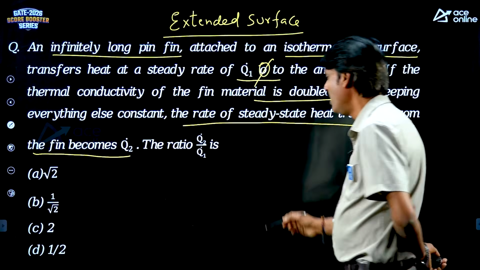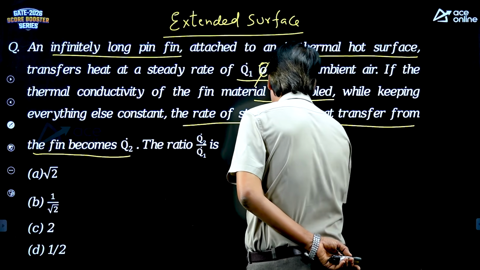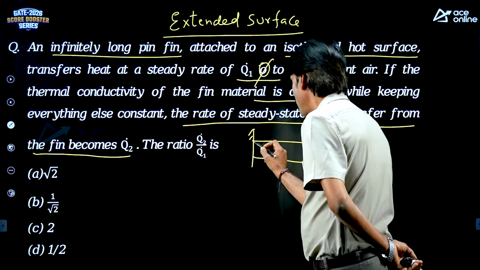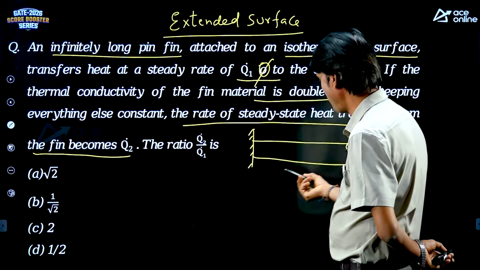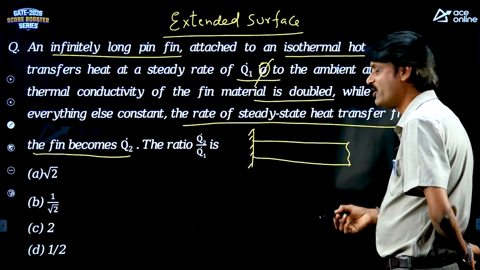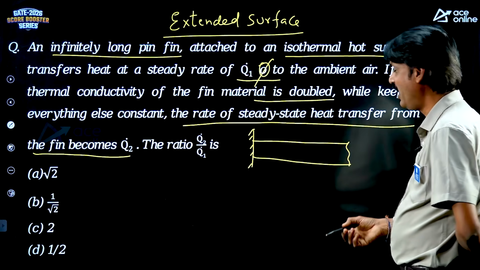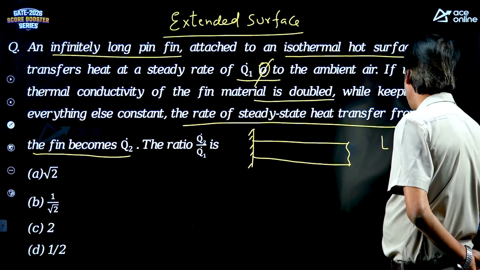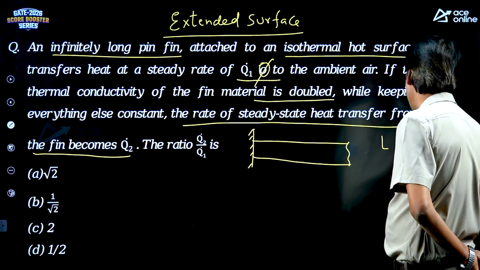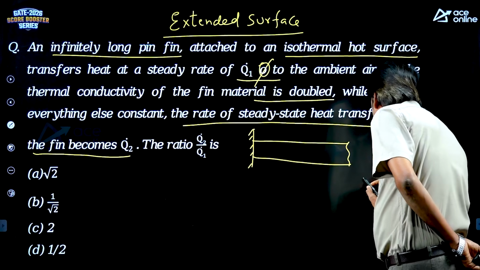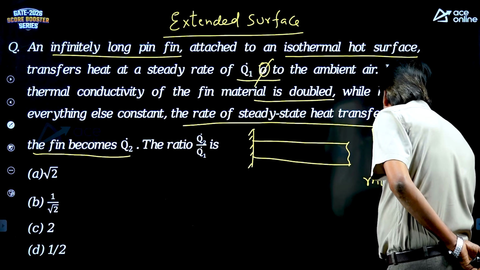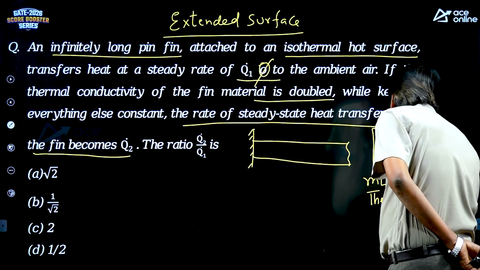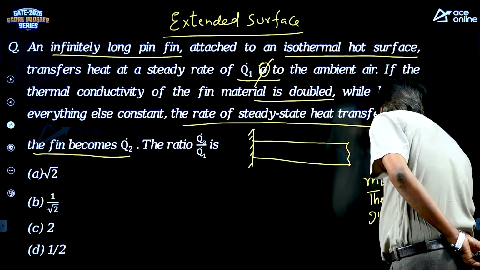Whenever you are trying to look at an infinitely long fin, say this is a fin, its surface is extended and its length is not defined, but generally if length is more than or equal to 5 by m, or fin factor mL value is greater than or equal to 5, then it is an infinitely long fin.